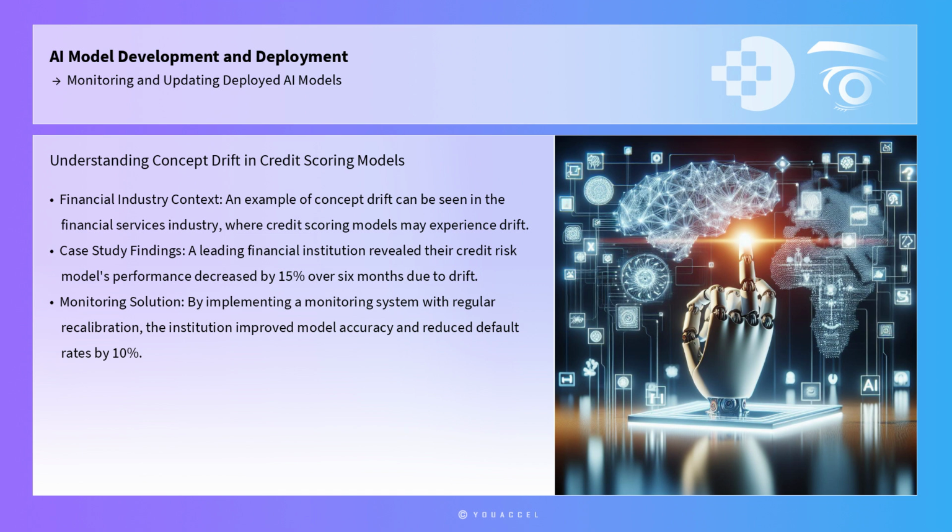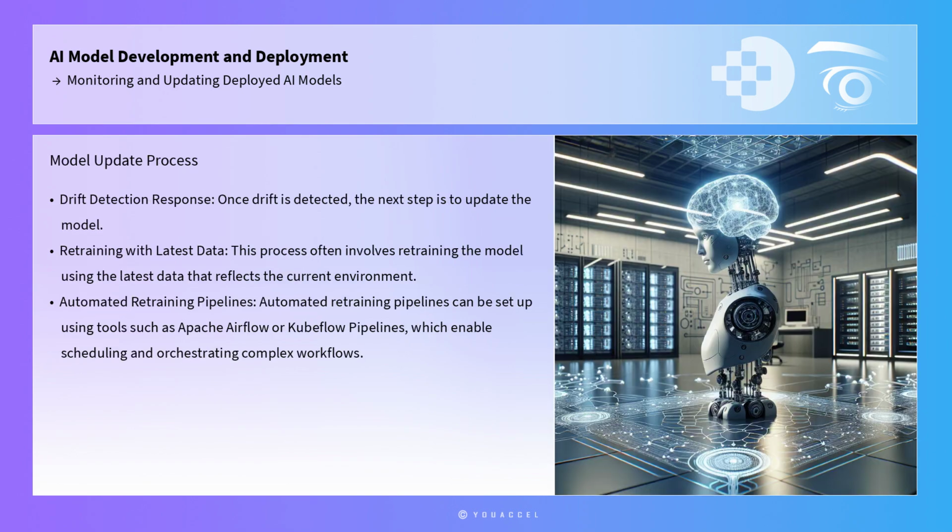An example of concept drift can be seen in the financial services industry, where credit scoring models may experience drift due to changes in economic conditions or consumer behavior. A case study involving a leading financial institution revealed that their credit risk model's performance decreased by 15% over 6 months due to drift. By implementing a monitoring system with regular recalibration, the institution improved model accuracy and reduced default rates by 10%. Once drift is detected, the next step is to update the model.